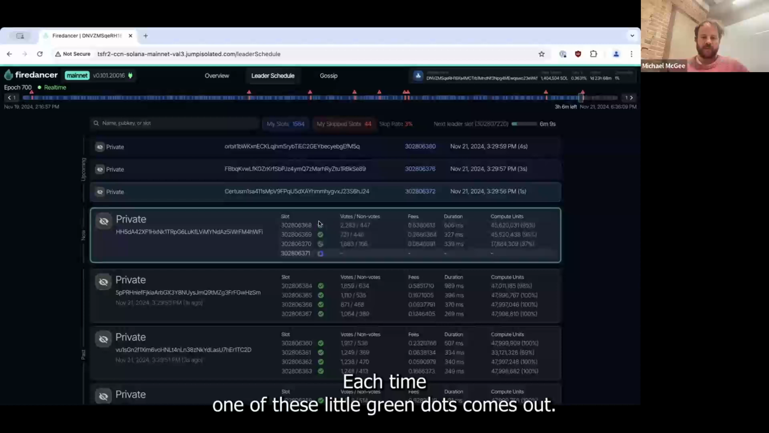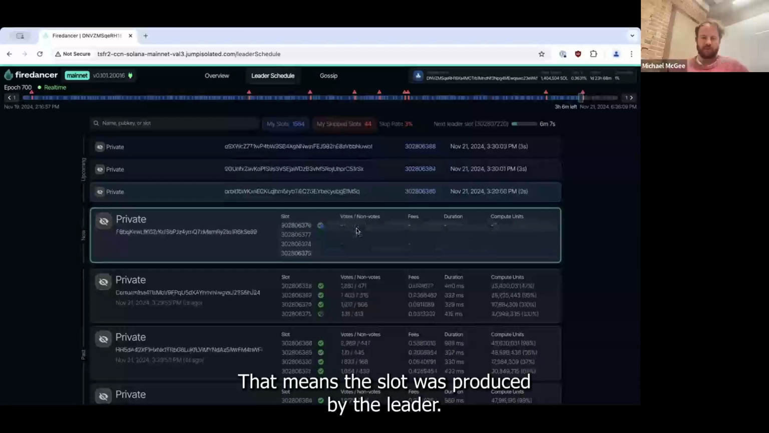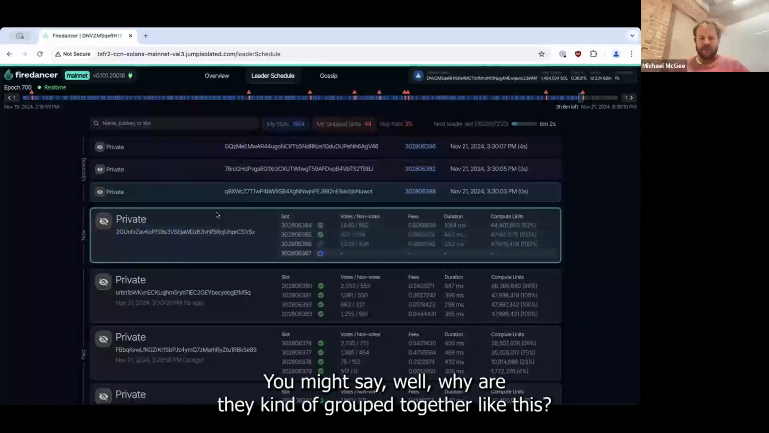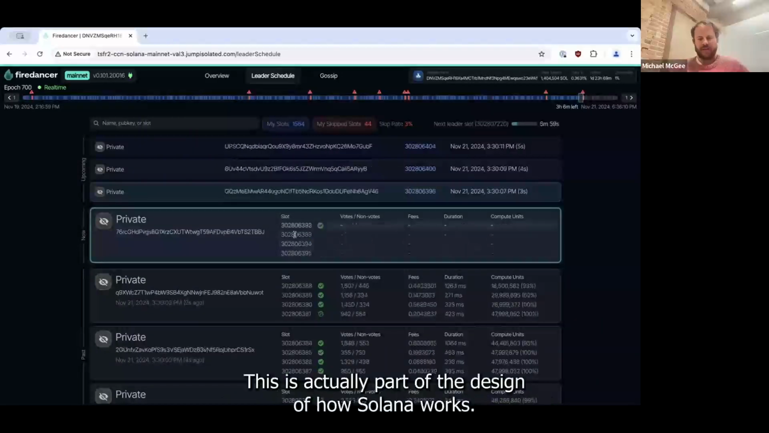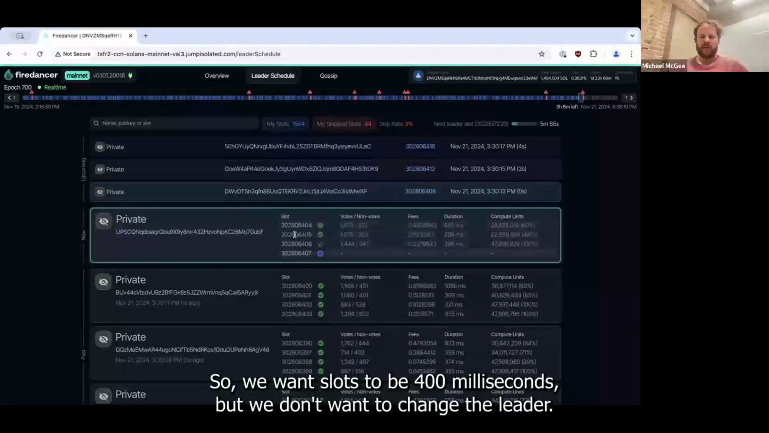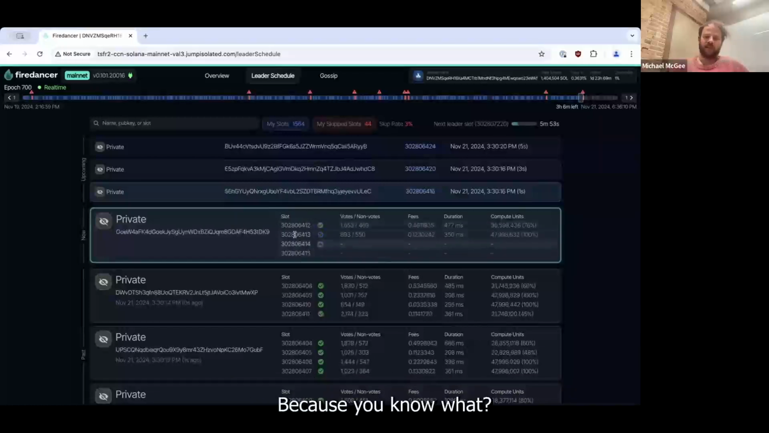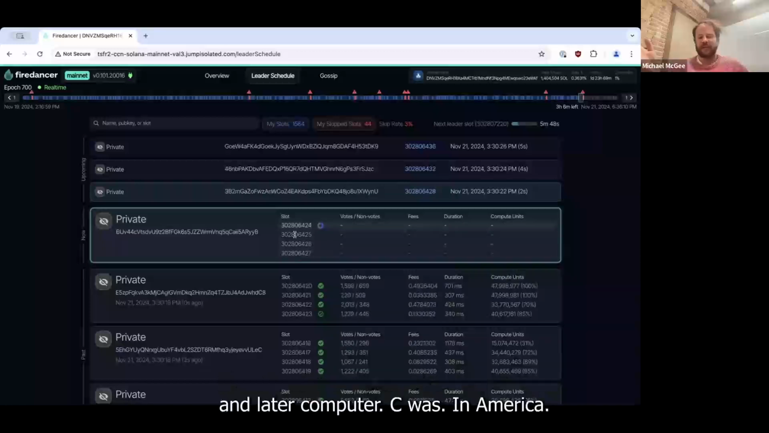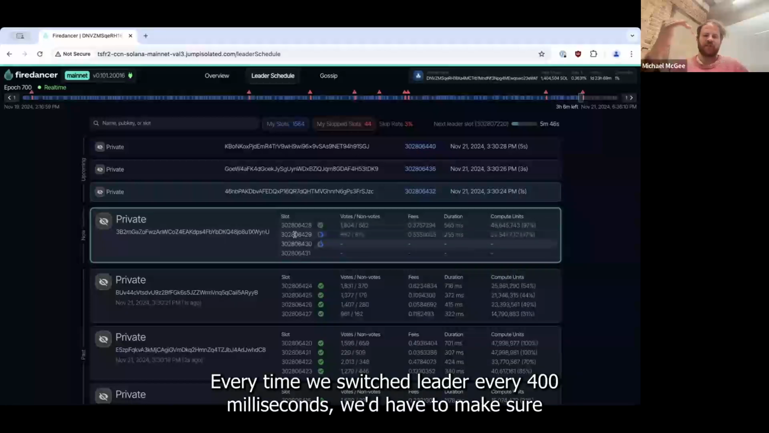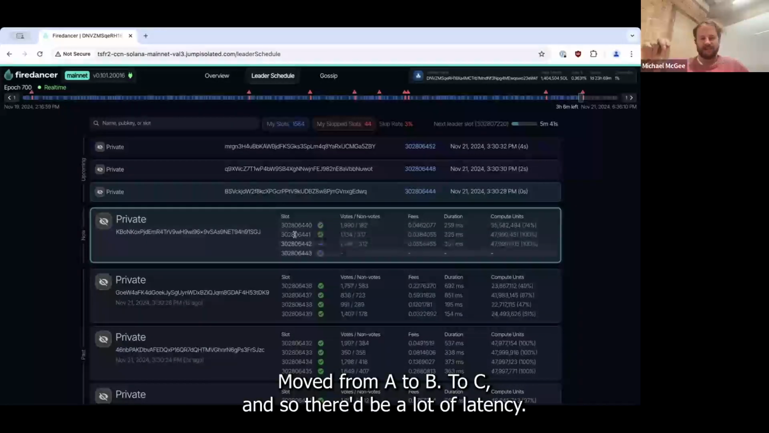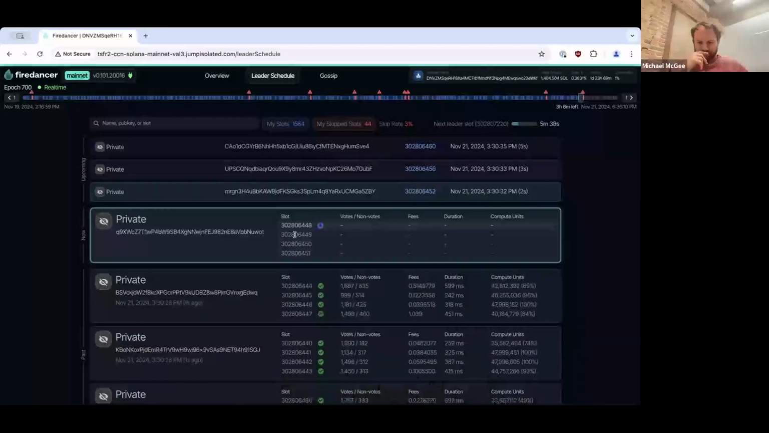Each time one of these little green dots comes out, that means a slot was produced by the leader that you're seeing on the left. You might say, well, why are they grouped together like this? This is actually part of the design of how Solana works. We want slots to be 400 milliseconds, but we don't want to change the leader computer every 400 milliseconds. Because what if leader computer A was in Europe and leader computer B was in Asia and leader computer C was in America? Every time we switched leader every 400 milliseconds, we'd have to make sure all the data moved from A to B to C. And so there'd be a lot of latency.